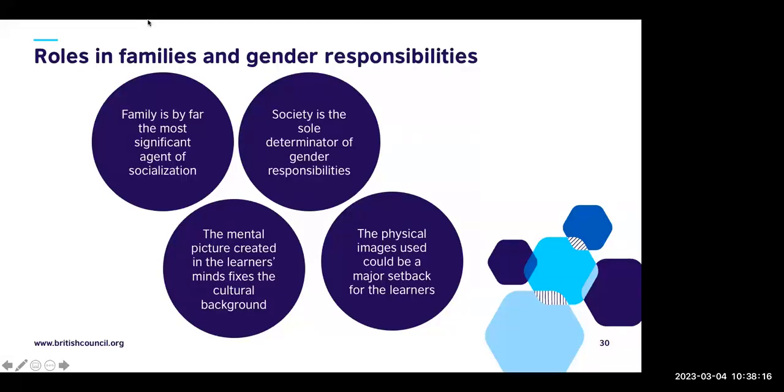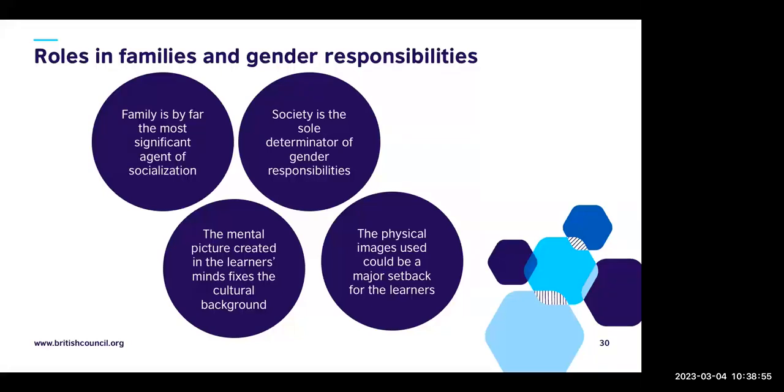The educational system exhibits this gender insensitivity in roles in families and gender responsibility. Of course, we know family is by far the most significant agency of socialization. It plays a major role in the learner's life. It shapes the child's personality and self-esteem. And of course, family is what builds up the society, and society sends a powerful message about what is and is not gender responsibility in the family. And in turn, the learner comes to accept the household choice.